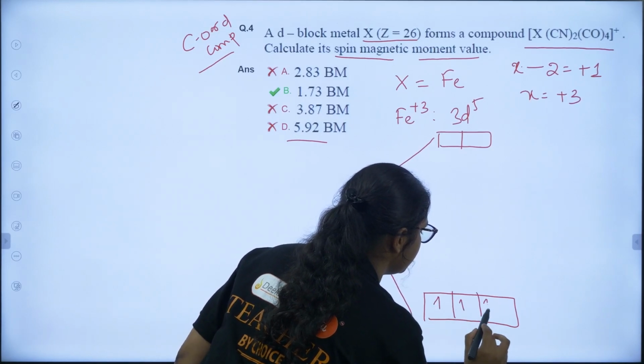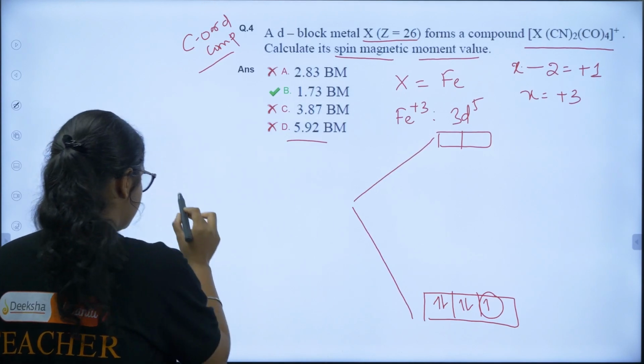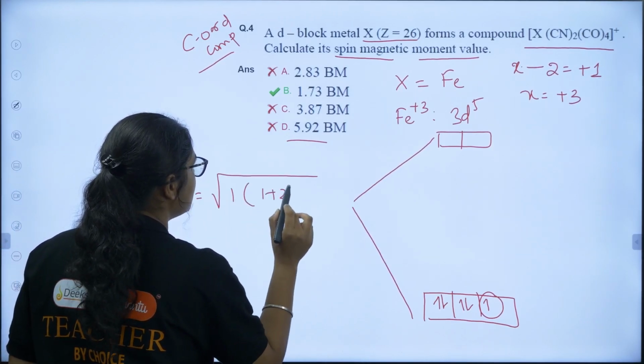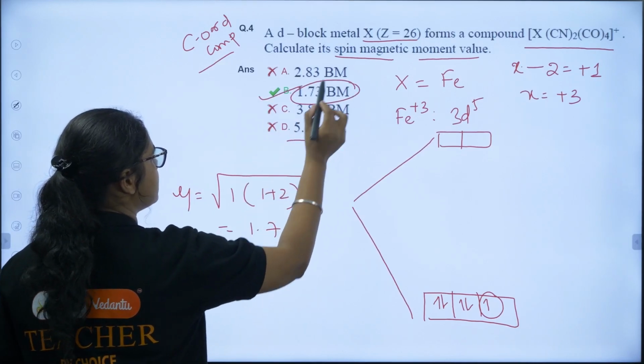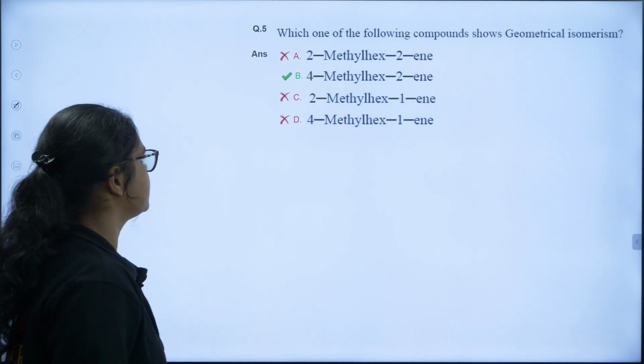So 1, 2, 3, 4 and 5. So there is one unpaired electron. Now if you calculate the magnetic moment, then it will be root over of 1 into 1 plus 2. Okay, so we'll get around 1.7. So the correct answer for this question will be option number B, that is 1.7. Now let us see the next question.